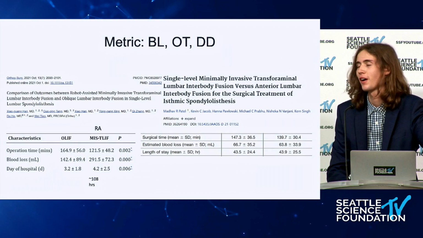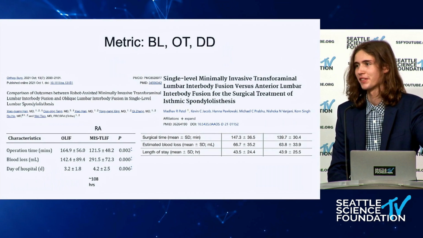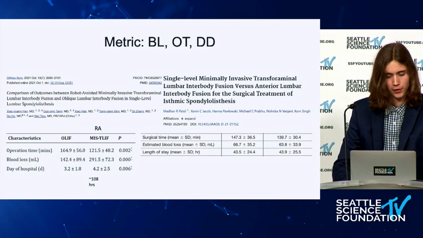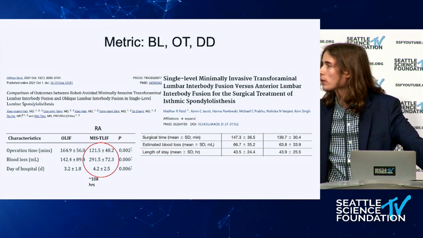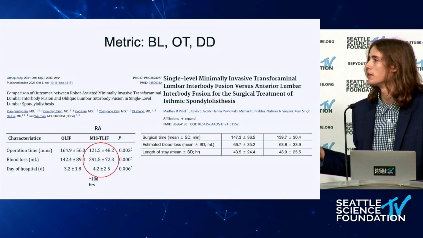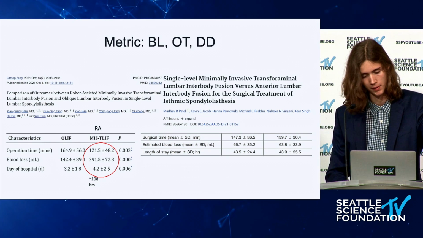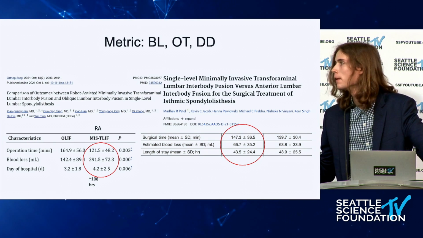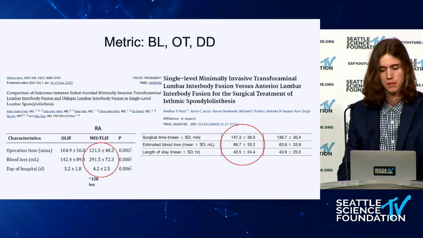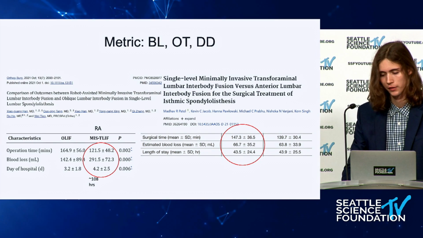Now, regarding blood loss, operative time, and discharge day, this is where things are going to get a little messy. First off, regarding operation time, here we see relatively similar, 121 as the minutes for the operation time, compared to 147. And standard deviations overlap, so reasonably similar. Not a little bit different from what I hypothesized.